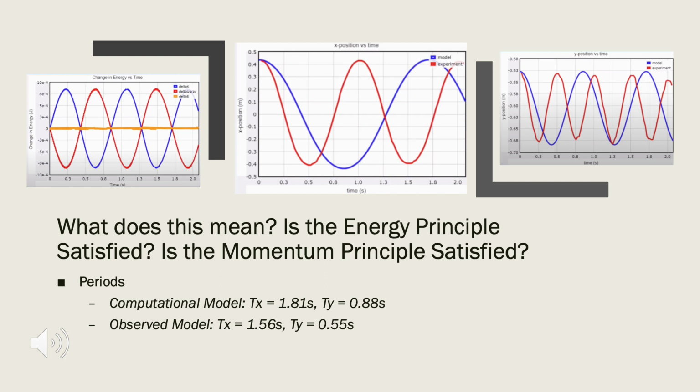So next, is the momentum principle satisfied? The positions versus times for x and y for both the observed model and computational model don't match up. This means that another force is acting on the system, so the net force I chose is incorrect. Now let's also talk a little about periods of oscillation. So here are the x and y position periods for both models. Both of the computational model's periods are longer than those of the observed model. In both cases, though, the x period is twice as long as the y period, and this is logical because it takes the pendulum one full swing back and forth to return to its initial x position, whereas it only takes one single swing to return to the initial y position.